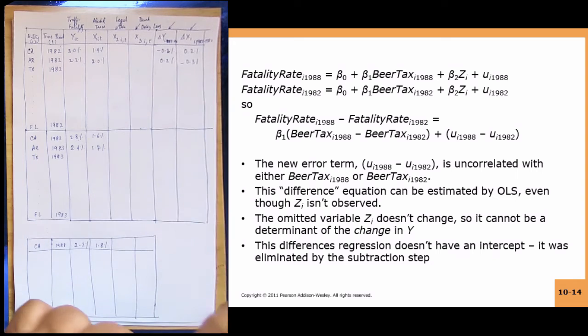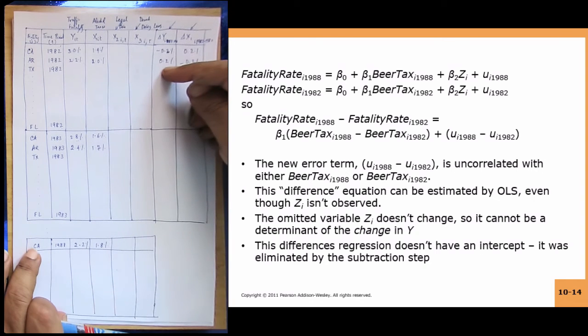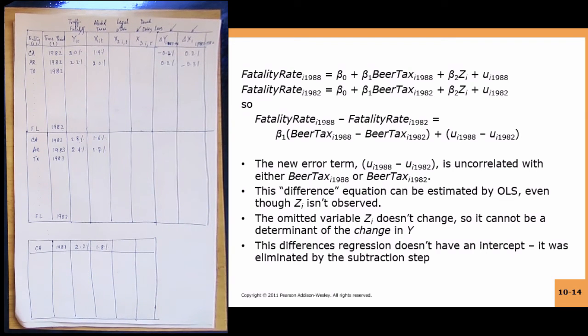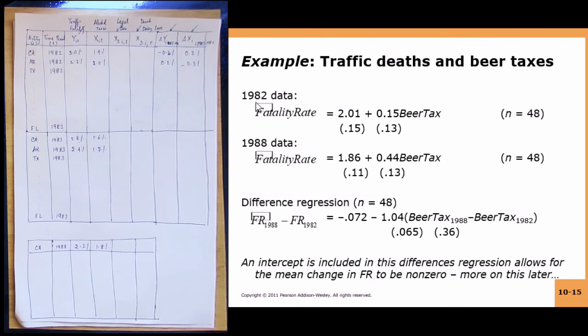This is your new independent variable, and you can regress del y over del x1 and you can get your new equation. So let us look how this happens. If you were to not do the changes data and you just use 1982 cross-sectional data, and you regressed fatality rate over beer tax, you would have 2.01. The estimated equation is written like this: estimated fatality rate is 2.01 plus 0.15 into beer tax.